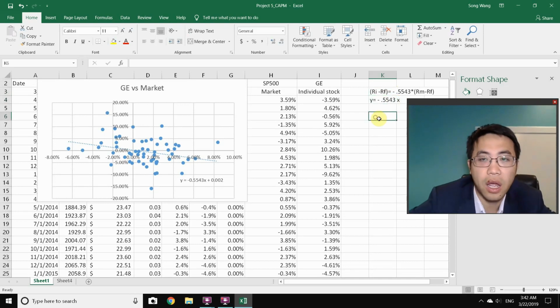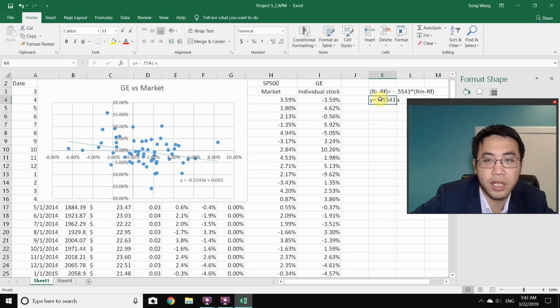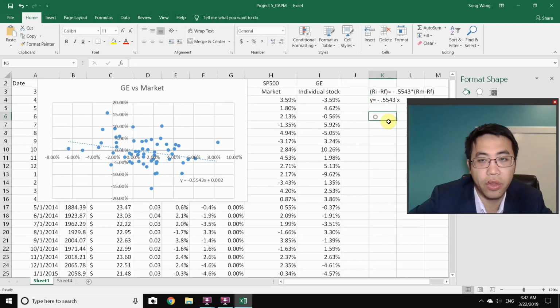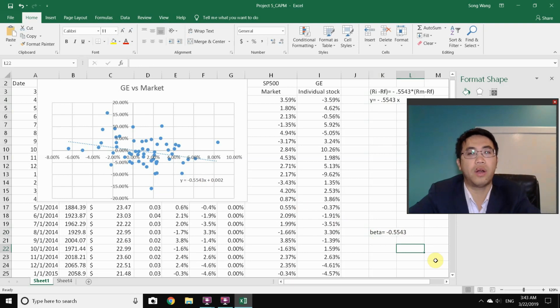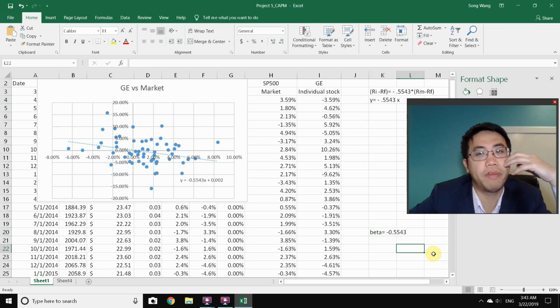Okay, so now I can get my beta. My beta basically is this number, negative 0.5543. Okay, so I can just write it down. Beta equals negative 0.5543. All right, so that's one way of finding the beta.